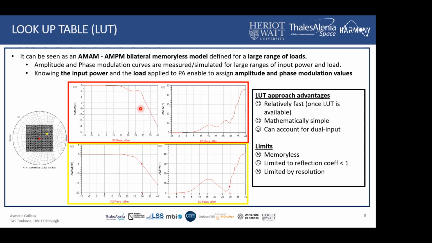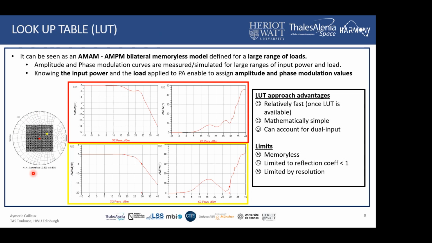And one of them is the lookup table. Basically, it can be seen as an amplitude and phase bilateral memoryless model, but defined for a large range of loads. Basically, in your Smith chart, any load you will take will be associated to two curves of amplitude and phase modulation for a specific range of input power. Which means that if you know the input power and the load that are applied to your power amplifier, you can anticipate its behavior, its instantaneous behavior.